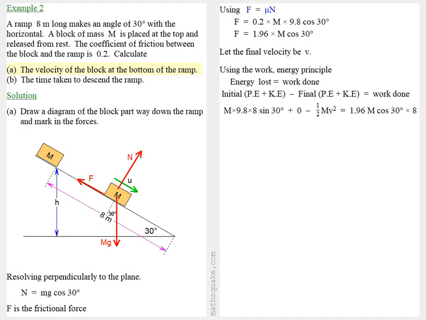And that's equal to the work done, which is the force times distance moved, which is equal to the force 1.96 m cos 30 times the distance 8.